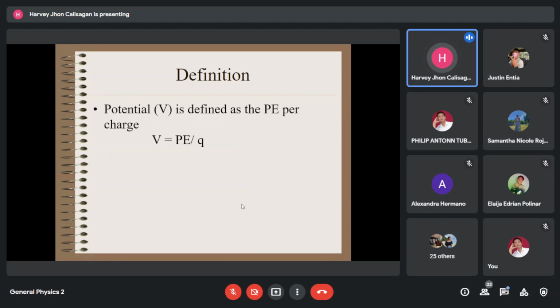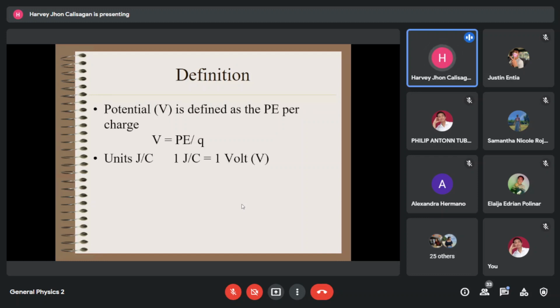So for us to identify more about the use of the potential difference in basic electricity, we will define that by using a mathematical expression. The potential, which is represented by the symbol capital V, is defined as the potential energy per charge. So we have V equals the potential energy divided by the electrical charge, so PE divided by Q. So what will be the unit for this one? The unit of the potential difference will be a volt.